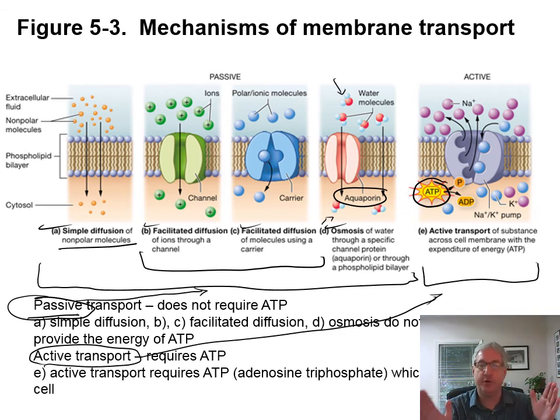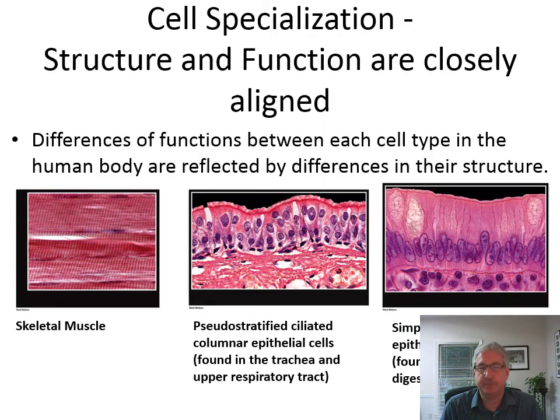So you have passive transport on the left side, and active transport, there's only one piece where it shows the sodium-potassium pump over there on the right side. Okay, next slide. Cell specialization.